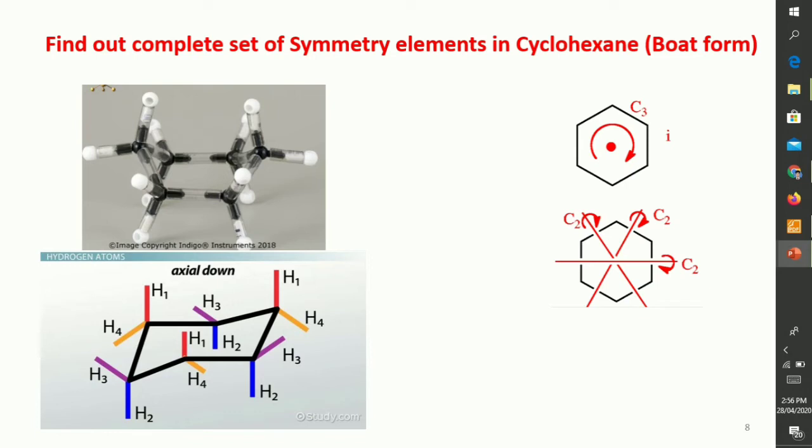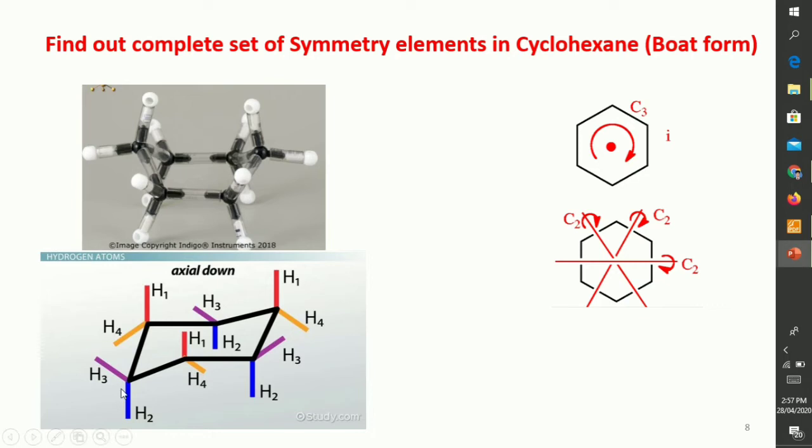So actually C3 is the principal axis of rotation, because this is the highest n value of rotation. I say the highest n value because there is a C2 also in cyclohexane. There are 3 C2s found in cyclohexane. So the next is the inversion center. The question is whether the inversion center is found in this molecule or not. Yes, there is an inversion center found in this molecule.